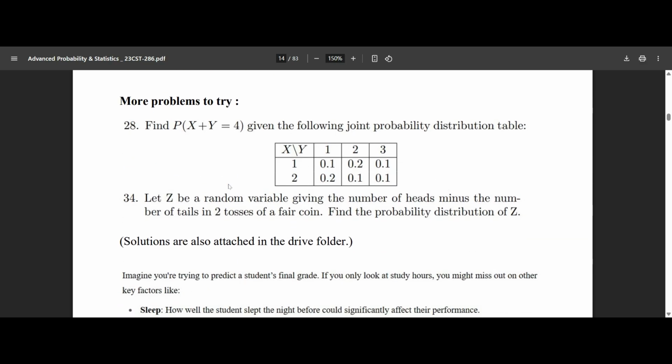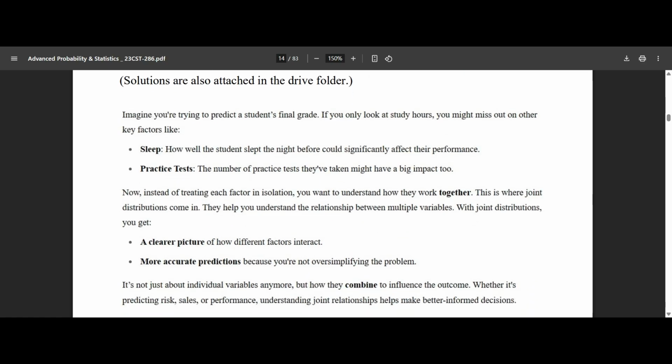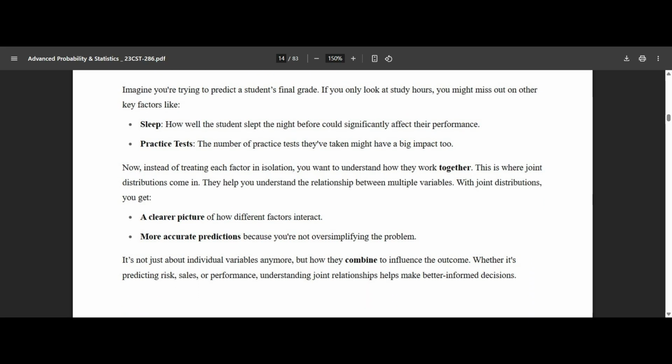So after this there are certain problems you can try. Now let's consider a case. Imagine you're trying to predict a student's final grade. If you only look at study hours, you might miss out on other key factors. Sleep: how well the student slept the night before could significantly affect their performance. And practice tests: the number of practice tests they've taken might have a big impact too. So, apart from study hours, there are certain factors which impact performance in exams.